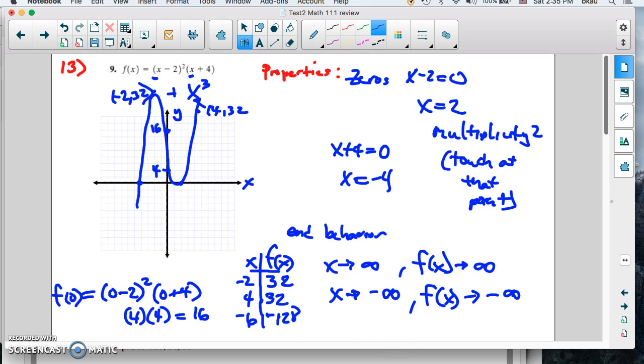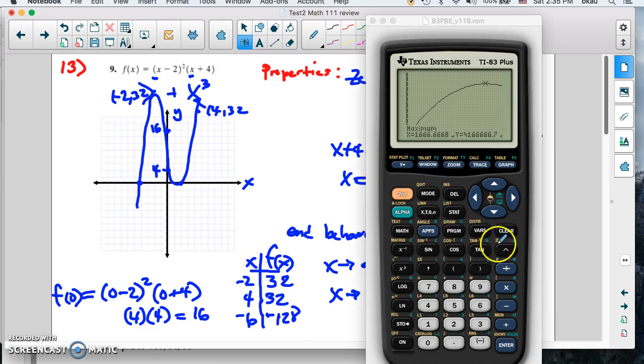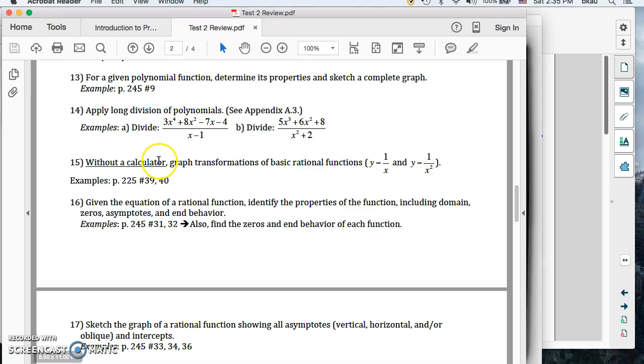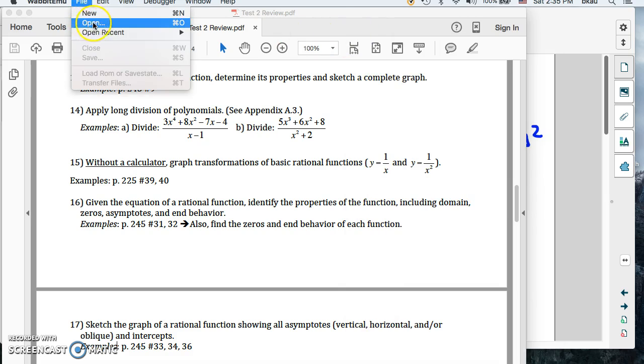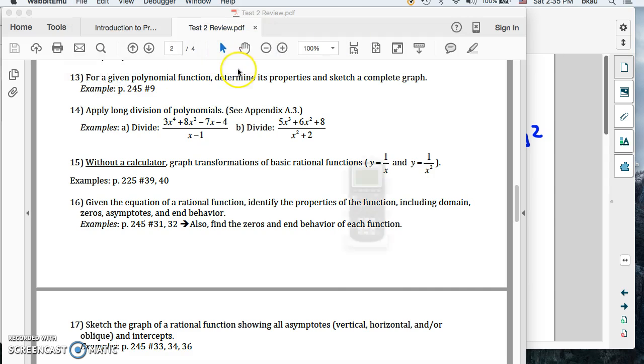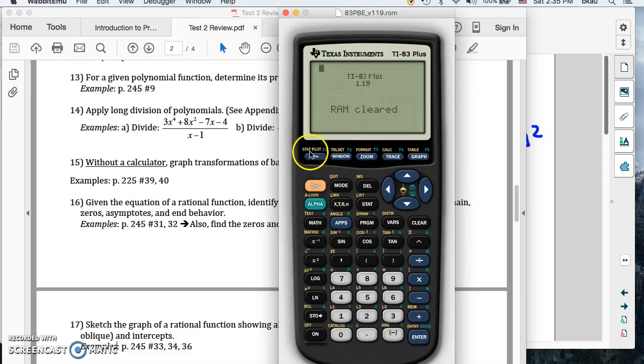Now let's look at the graphing calculator and see what it says to us. Now let's just double check here. It doesn't say that we can't use that. So let's try that out. We need a new one. Okay, we're going to put in the function x minus 2 squared and x plus 4.